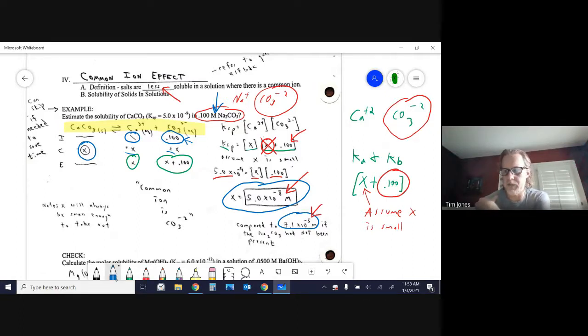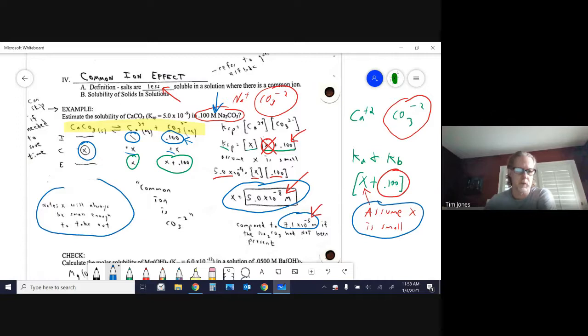So you might be thinking, this assume X is small thing. Are we okay to do that every time? And the answer is yes. There are scenarios where you shouldn't assume X is small, but we are not going to deal with that right now. We will save that for later. So I have a note here. X will always be small enough to assume and take it out like we did here.